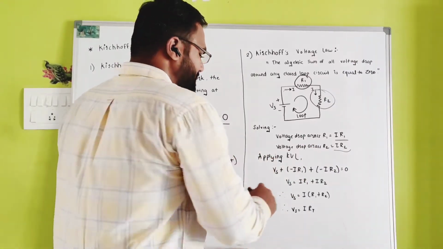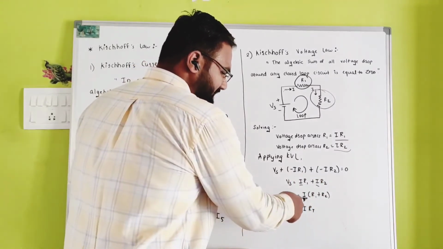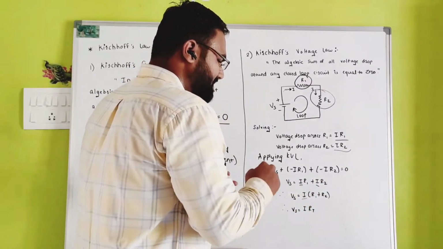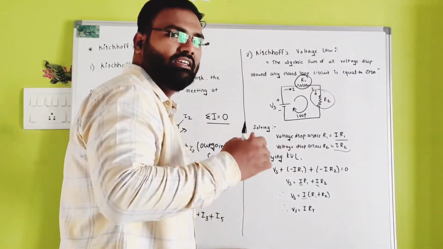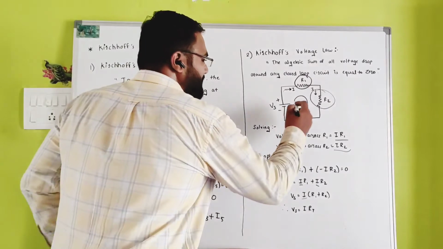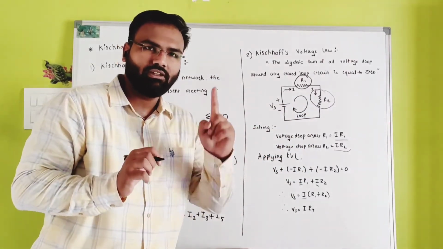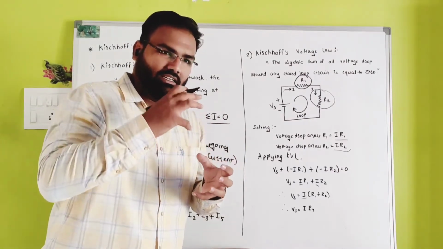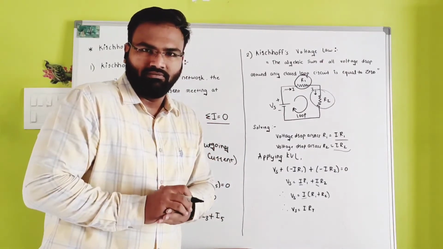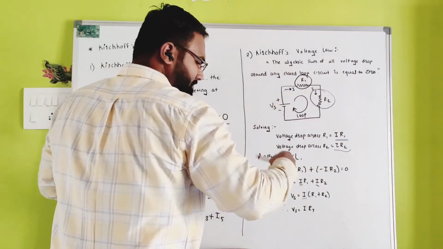We can say that Vs is equal to, the current is common, so we take this outside and we have Vs is equal to I times R1 plus R2. Now R1 plus R2 is nothing but the total resistance connected in the loop. Please consider that KVL is applied only for a single loop. For multiple loops, we have to calculate a different KVL for each different loop. Okay, so this is how we can find the KVL.